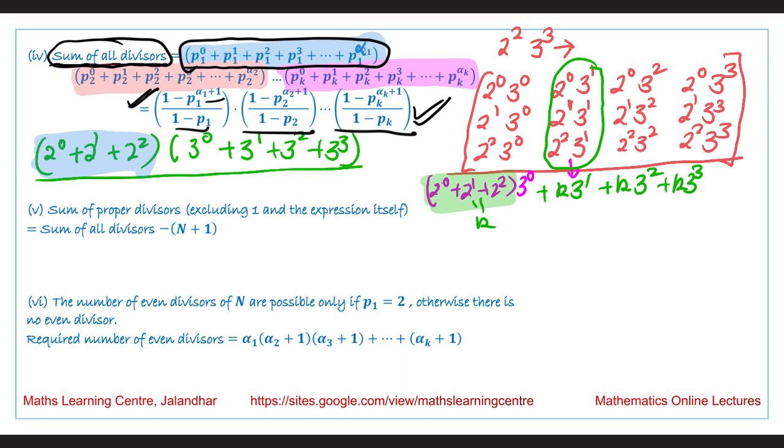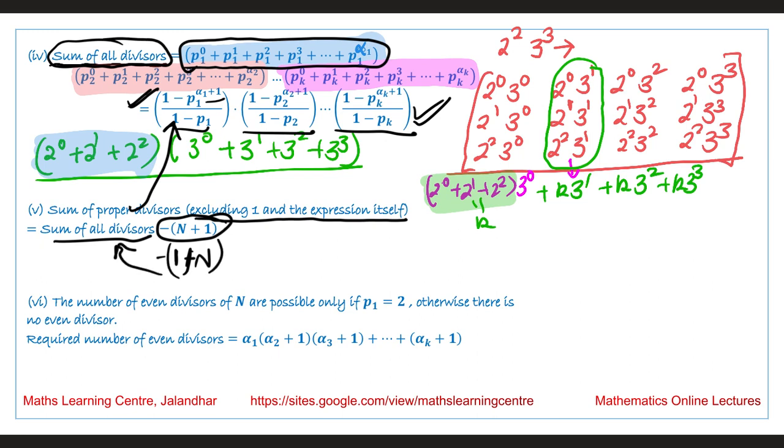Next is the sum of proper divisors, that is, excluding 1 and the number itself. So it is the sum of all the divisors; we already have the formula over here. From this we have to exclude two numbers, 1 and n. So we subtract the sum of these two numbers from this sum and we obtain the answer.